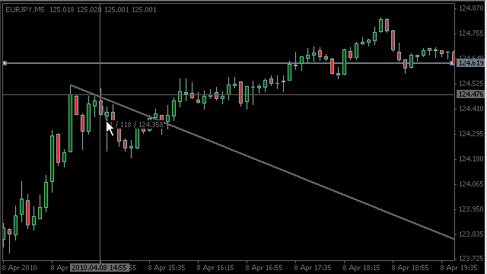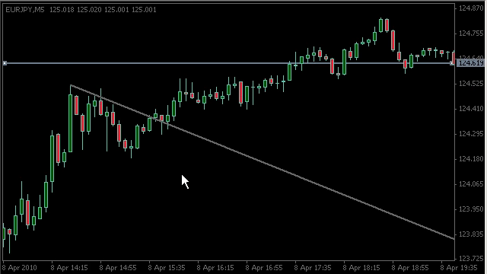So this is where you have to think a little bit differently about how price works. Price works in waves. It goes in up and down flows as it heads towards its destination. Okay?